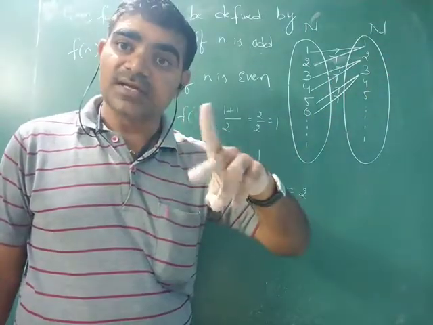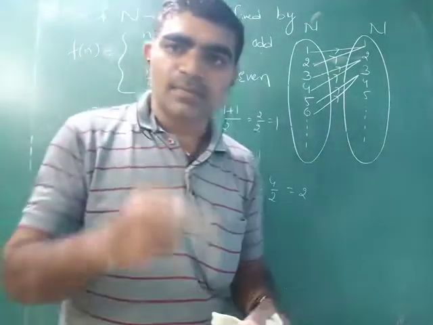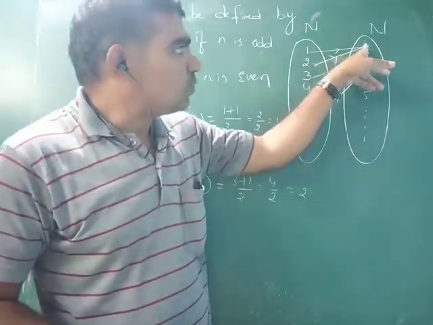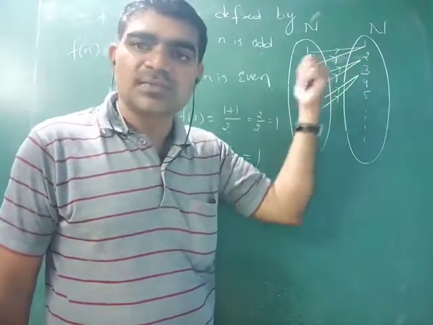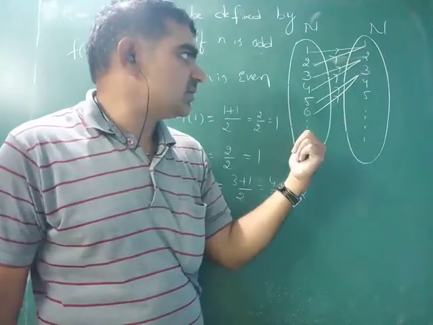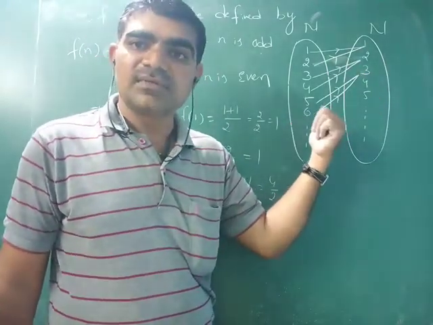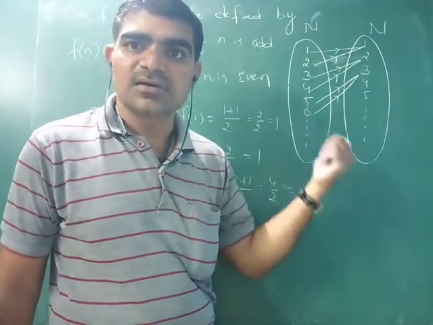That means two different elements are having the same image. So f is not 1-1. It's clear. But what about onto? 1 is the pre-image of some element. 1 has pre-images, 2 also has a pre-image, 3 also has a pre-image, 4 also has pre-images. What are those? 6, 7 and 8. 5 also you are having. 10 also has one.